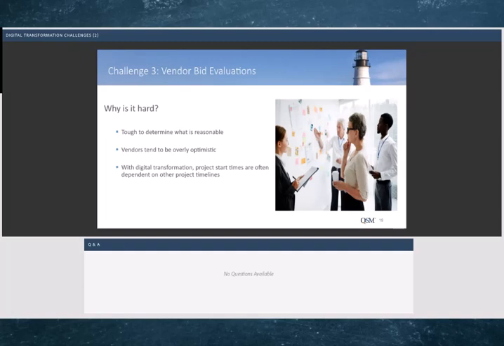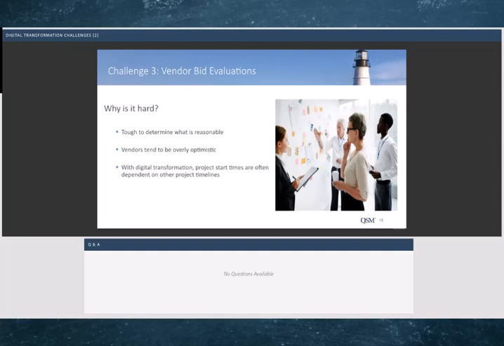Like Martha mentioned, maybe it's a package implementation, might be something different than a custom development piece. So lots of different processes and types of projects. So it's tough to determine what's reasonable on cost and schedule. That's why it's hard.